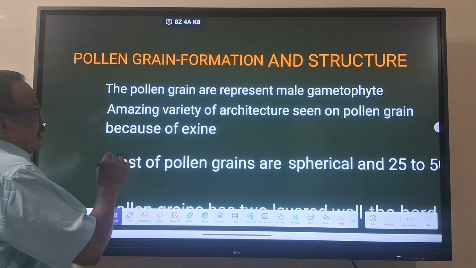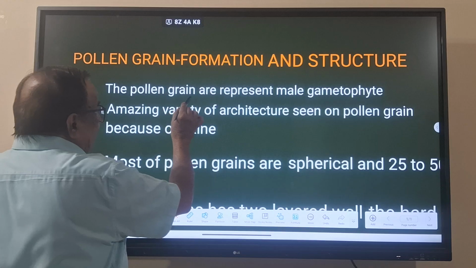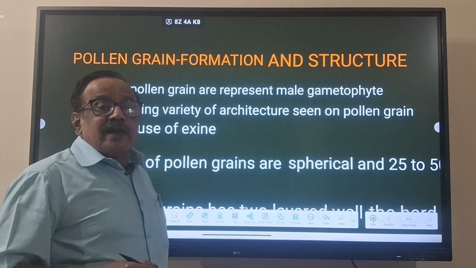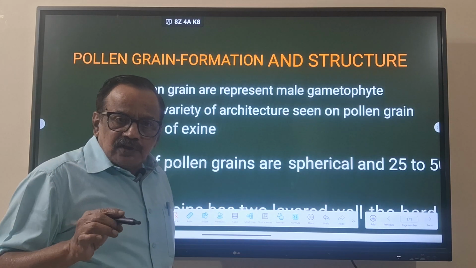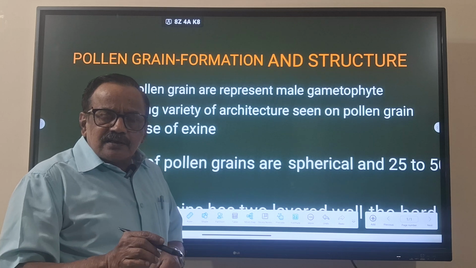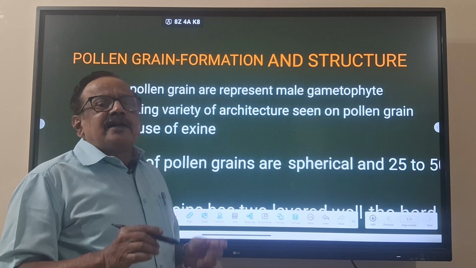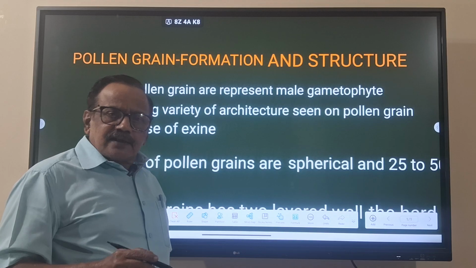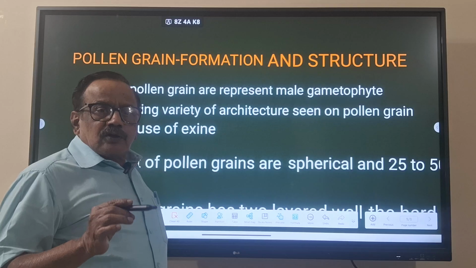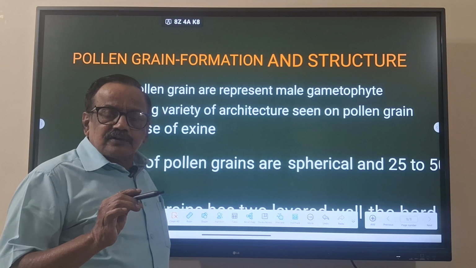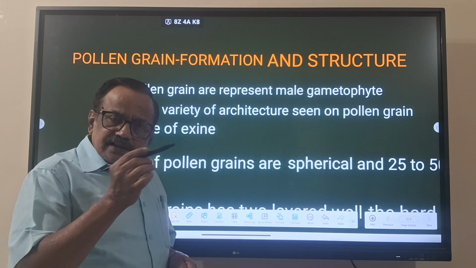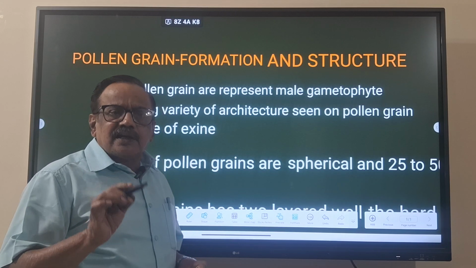Now you see, first, the pollen grains represent the male gametophyte. Why is it called the male gametophyte? The haploid cells which produce the gametes are called a gametophyte. I will tell you how in the discussion. So gametes are not directly produced. Some haploid cells produce gametes, and these haploid cells which produce the gametes are called the gametophyte.